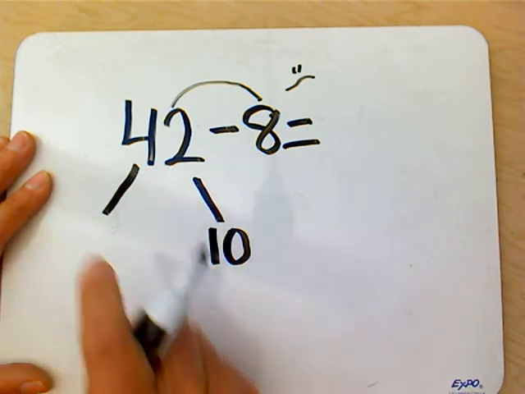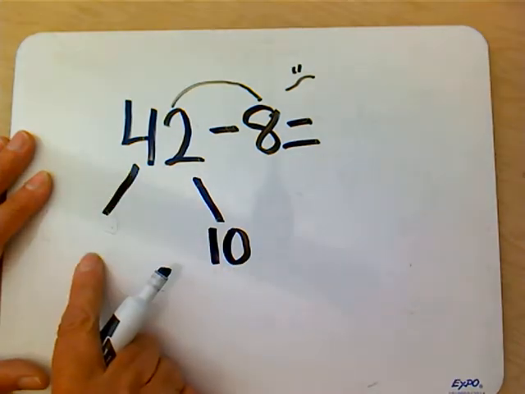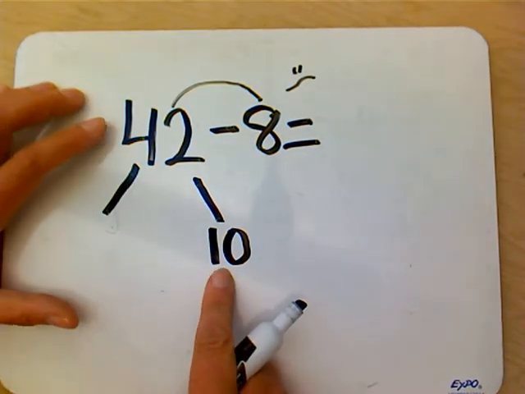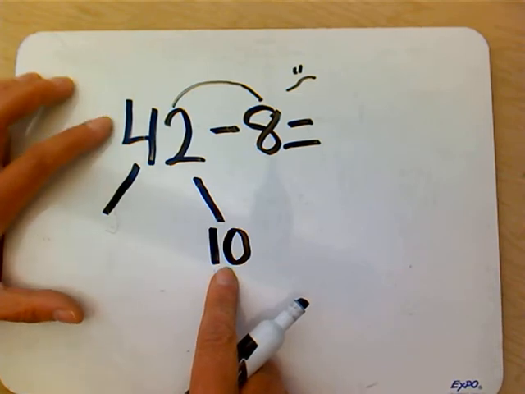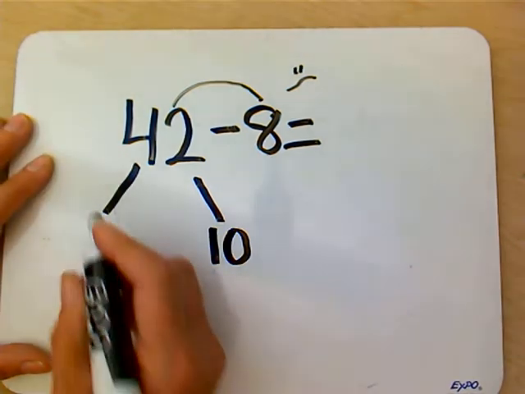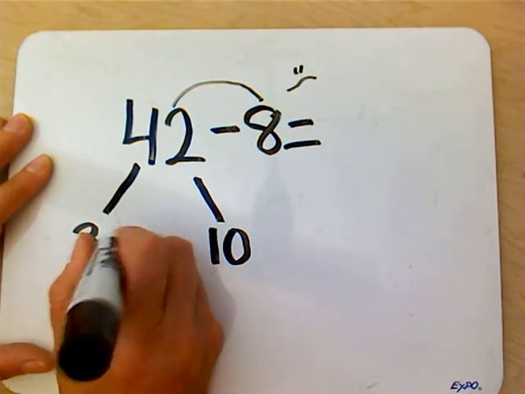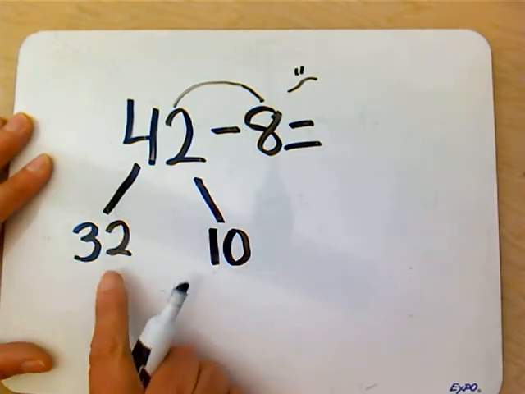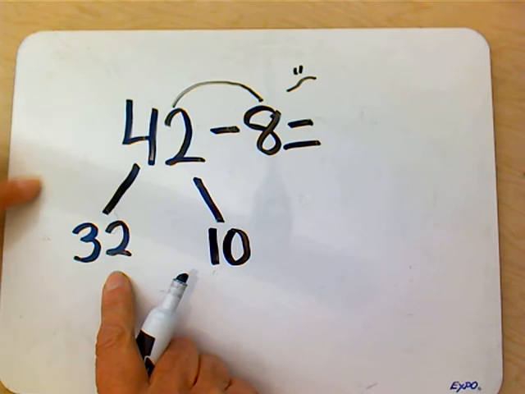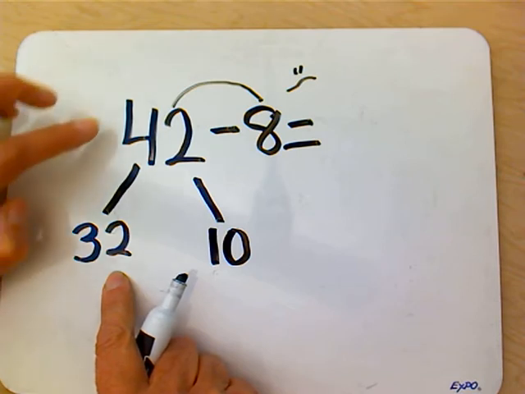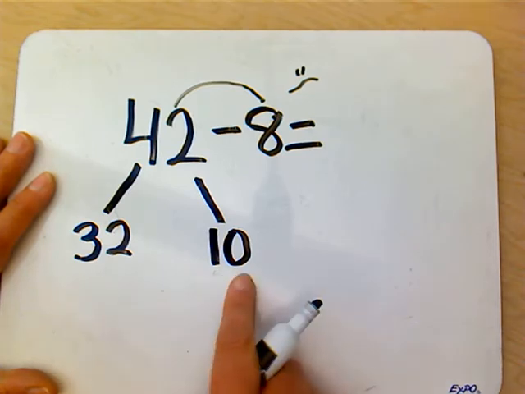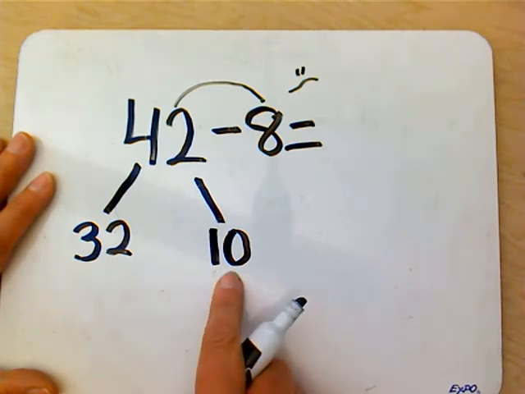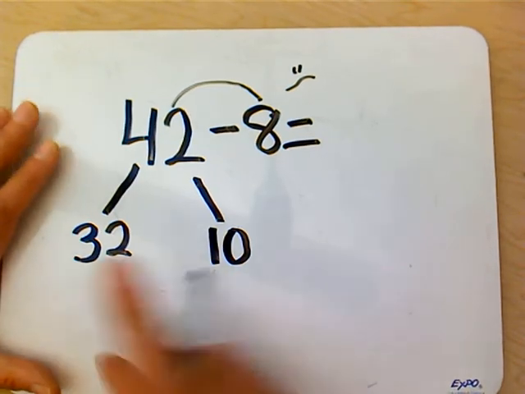If I do that, I'm going to have to finish my number bond by taking 10 away, or one group of 10 away from 4 tens. One group of 10 away from 4 tens gives me 3 tens, and I still have the same number of ones. I'm actually counting back by tens. So 42 back 10 is 32. So here's my number bond. 10 plus 32 gives me 42.